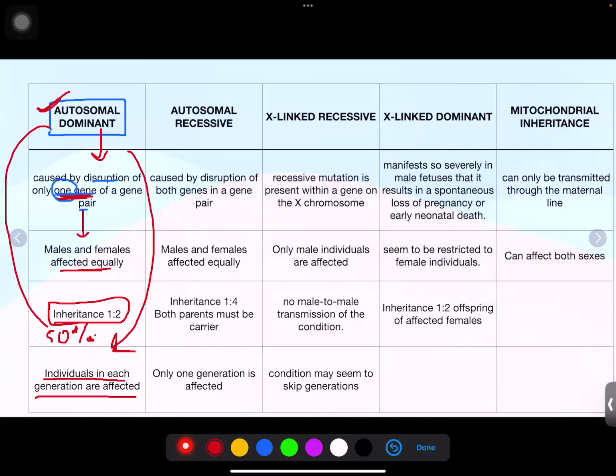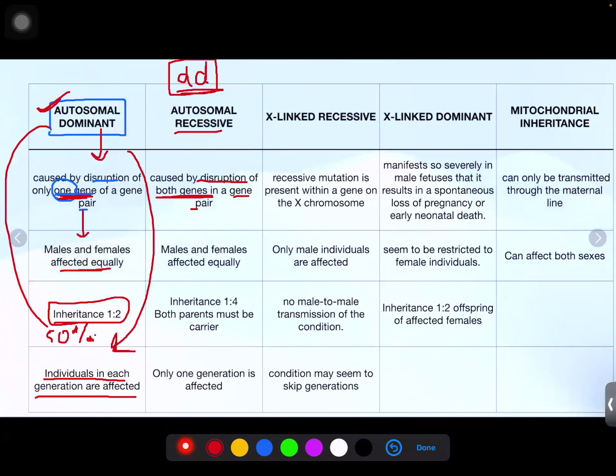Now what happens in the autosomal recessive pattern? Autosomal recessive is caused by disruption of both genes in a gene pair. Okay, both genes. Recessive, I'll write with a small letter. Now see, this is a diseased individual with autosomal recessive. So it is diseased.